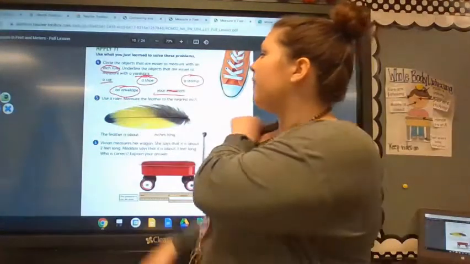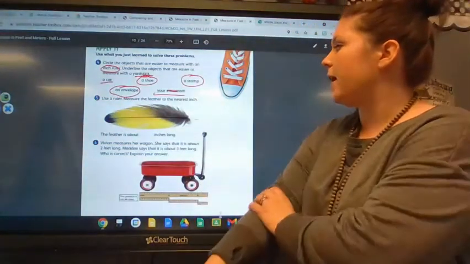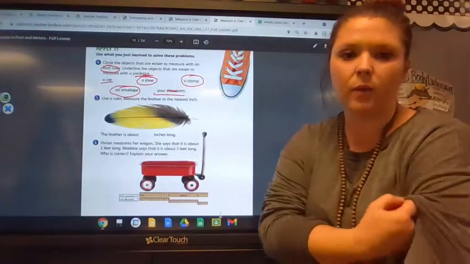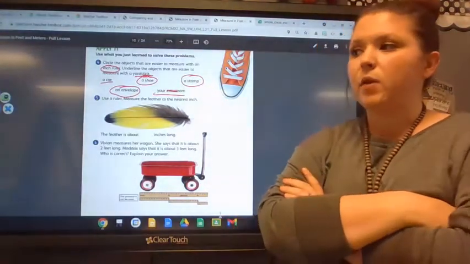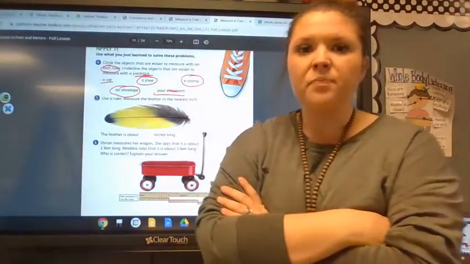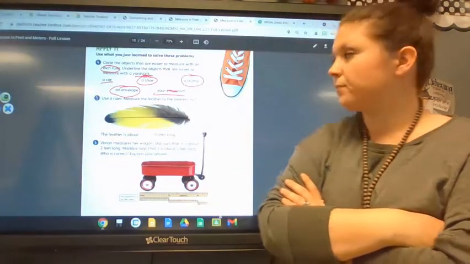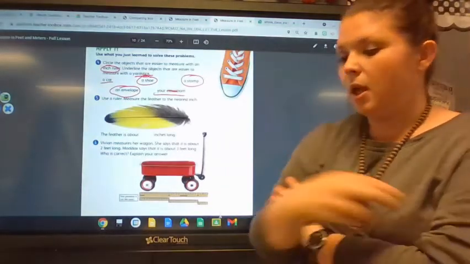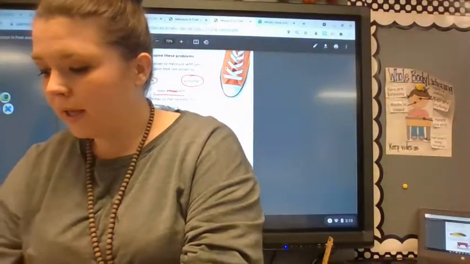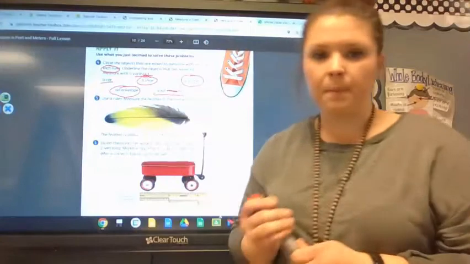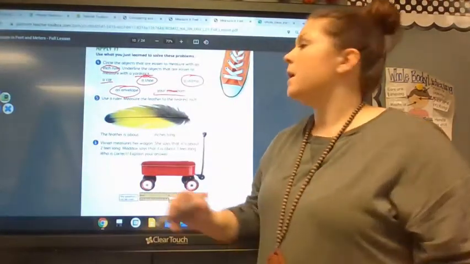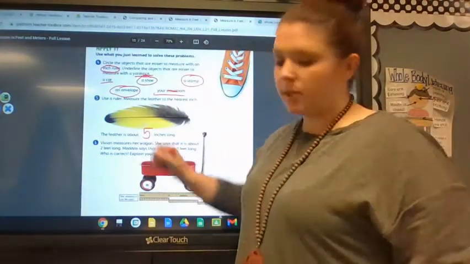All right, now number 5, use a ruler, measure the feather to the nearest inch. All right, go ahead and do that. I want to see if you can meet that success criteria of using the ruler correctly. All right, about how long is this feather? It is about 5 inches long.